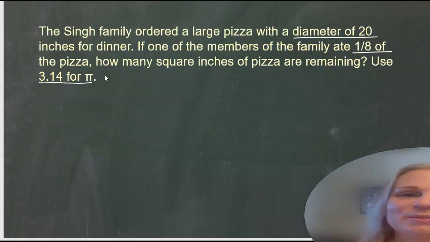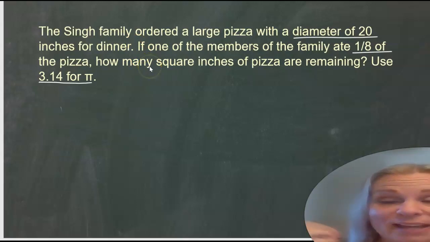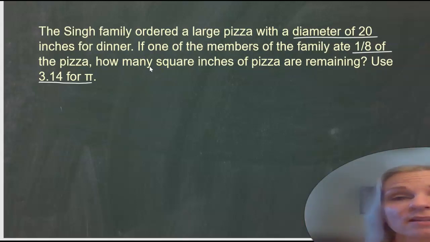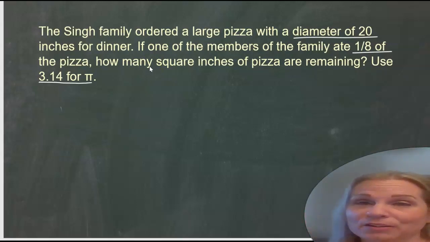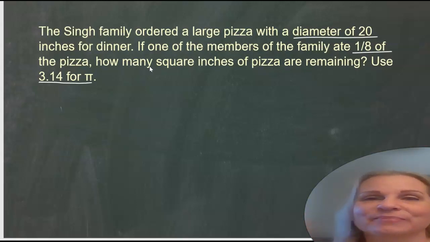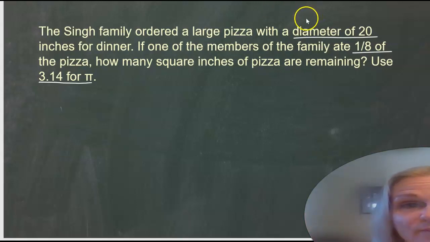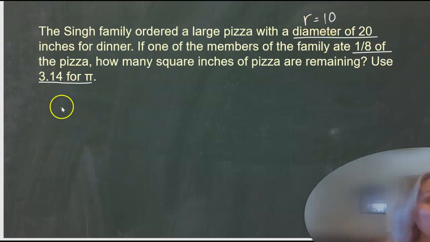Okay, so let's do it. Let's find the area. Now again, they give us the diameter. We don't really want the diameter though. We want the radius. So if the diameter is all the way across, and that's 20, then halfway across would be half, which is 10. All right, so now let's find the area.